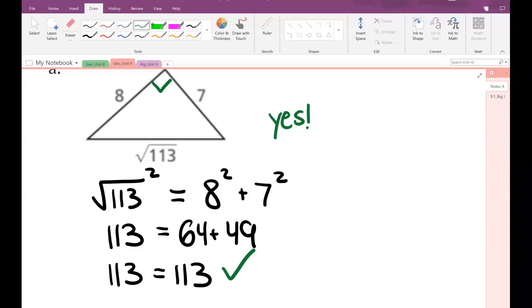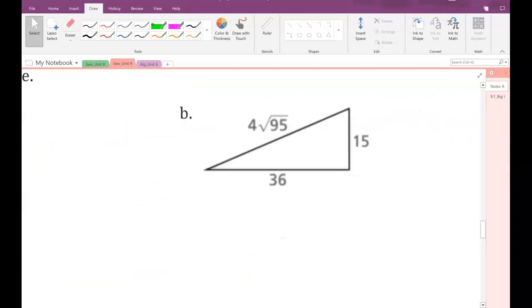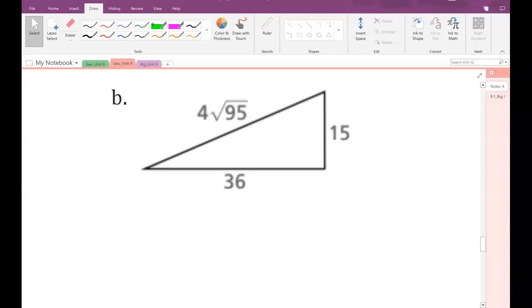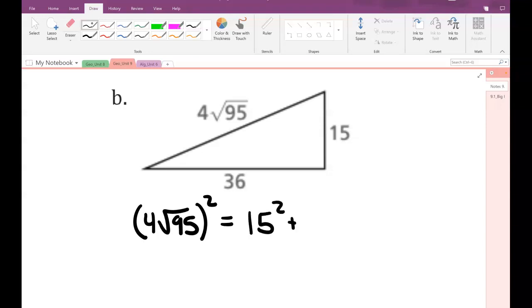All right, next piece, doing the same thing. 4 square root of 95. This is 4 times the square root of 95. This is our longest side. So we know this has to be our c squared. So we're checking if 4 square root of 95, I'm going to put that in parentheses just to make sure that we're squaring the whole thing, is equal to 15 squared plus 36 squared.